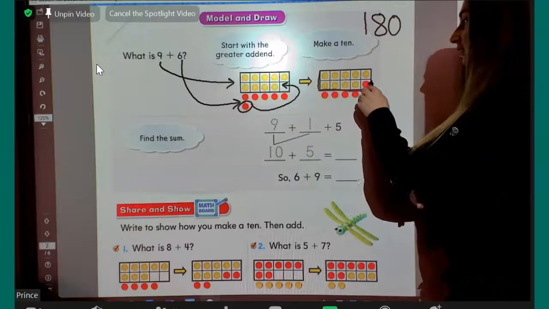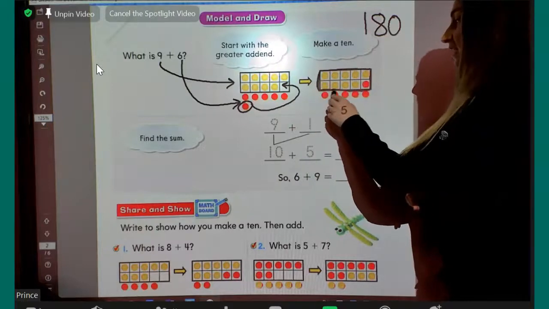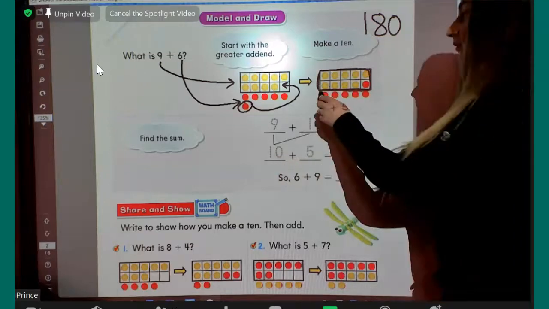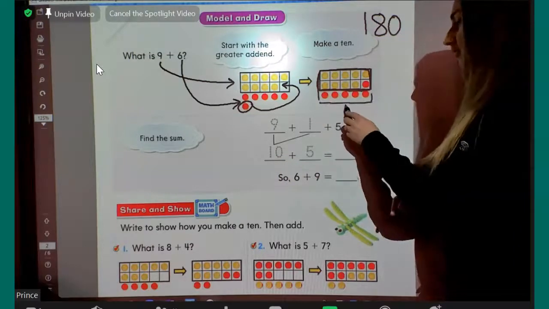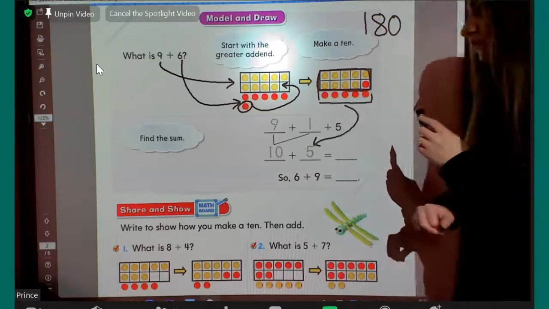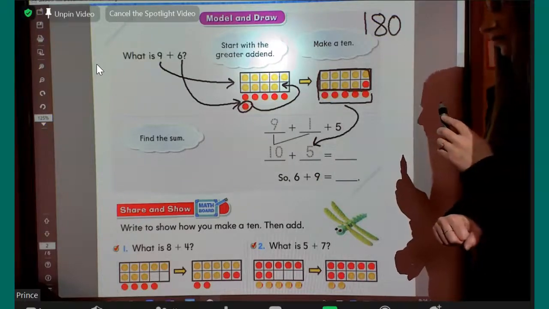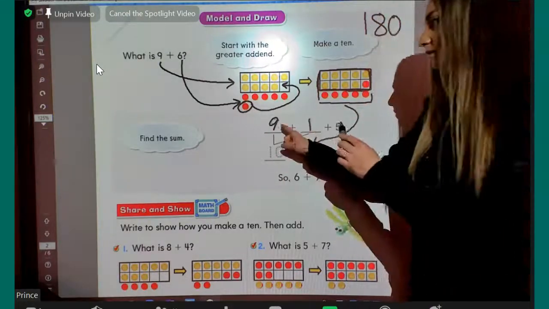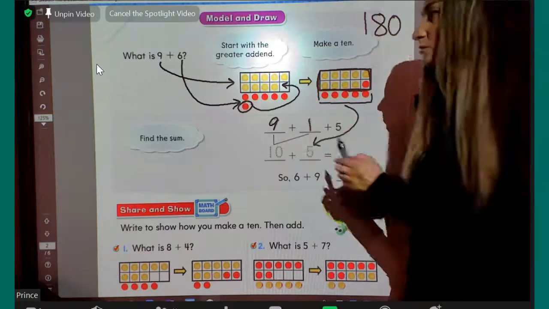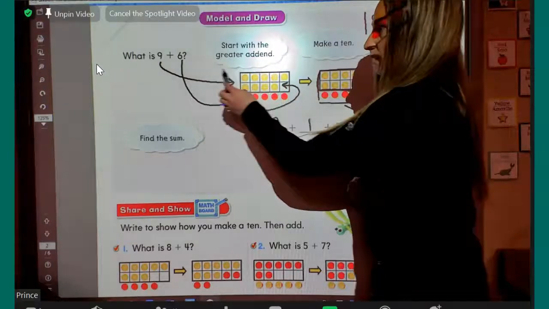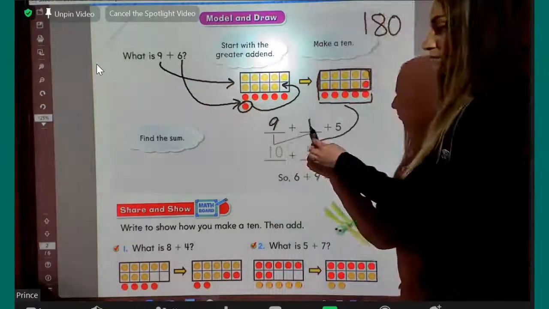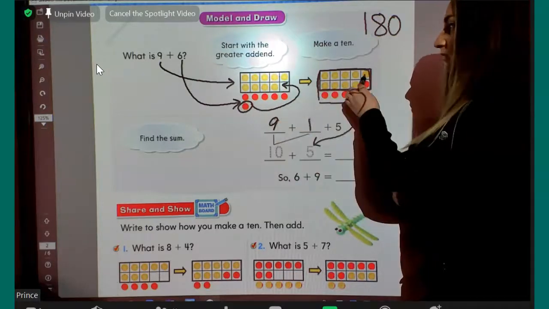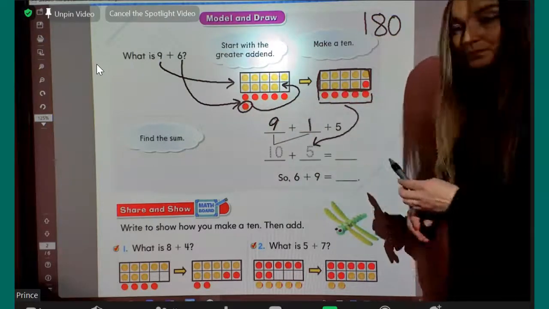And that turns the problem into 10 on the inside, 5 on the outside. So, do you guys see right here where it says 9 plus 1? The 9 plus 1 would be the 9 yellow that we started with, plus 1 of the little red ones. That is what turned it into a 10 frame.